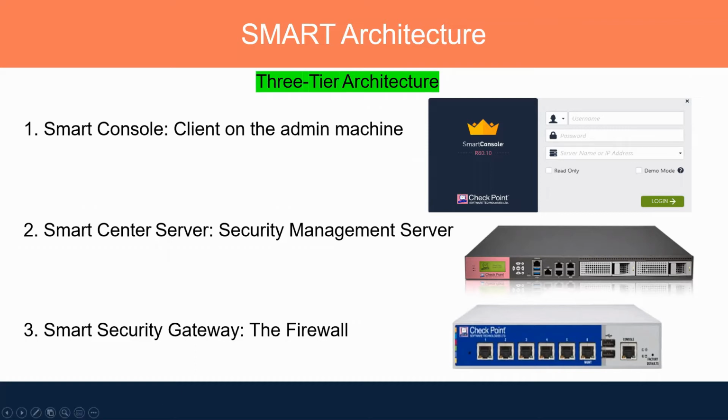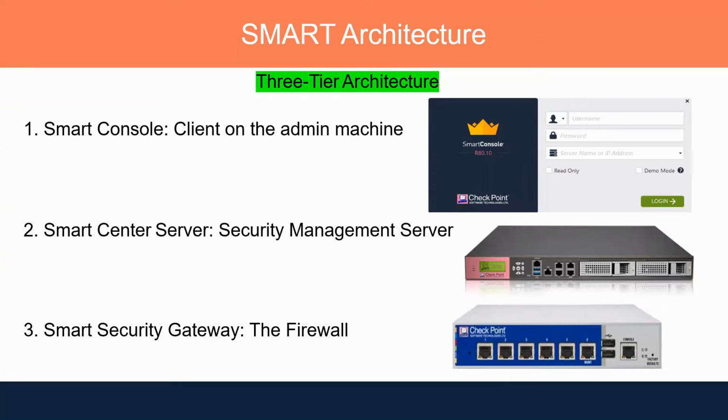Okay, let's talk about each component one by one. I would talk from bottom to top. So let's come to the third component, which is known as the smart security gateway, or we can also say security gateway. This is the firewall. We can say this is the data plane, where all the data is going to be filtered and inspected, and through this any data is going to be allowed. This is the actual firewall.